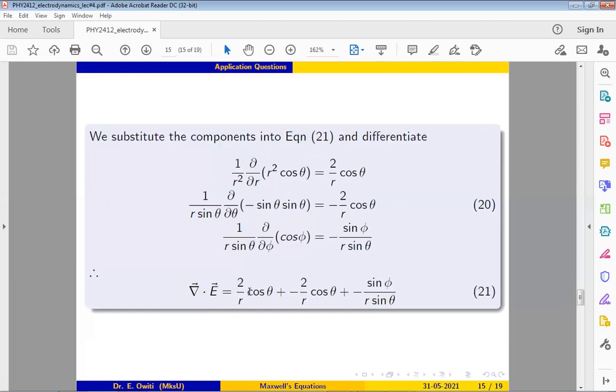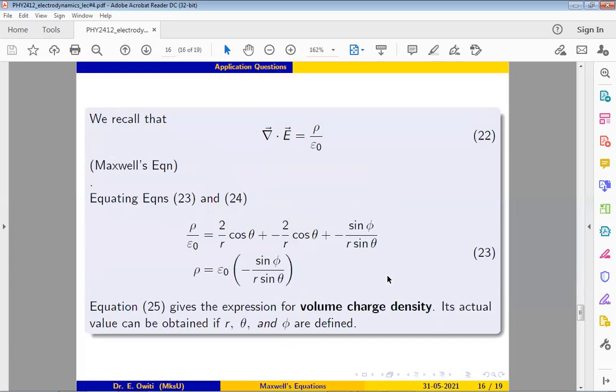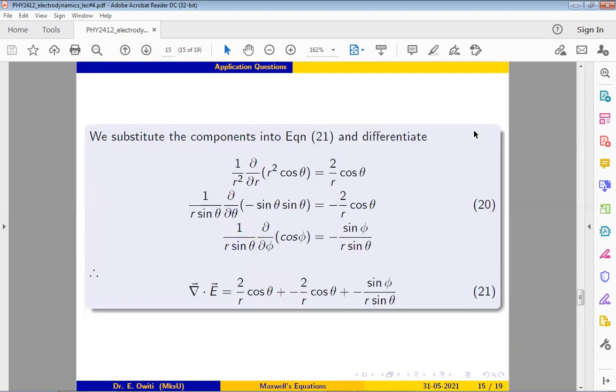So when you do that, that is what you get, equation number 21. And then now you come to Maxwell's equation. Maxwell's equation connecting the charge density is given as divergence of E is equal to the charge density divided by the permittivity of free space. This is Maxwell's equation. So then you compare equation number 22 to equation number 21.